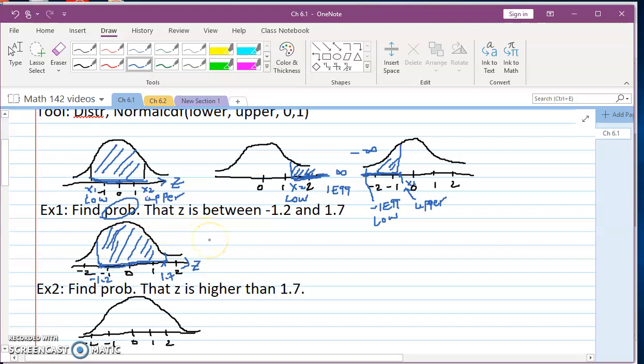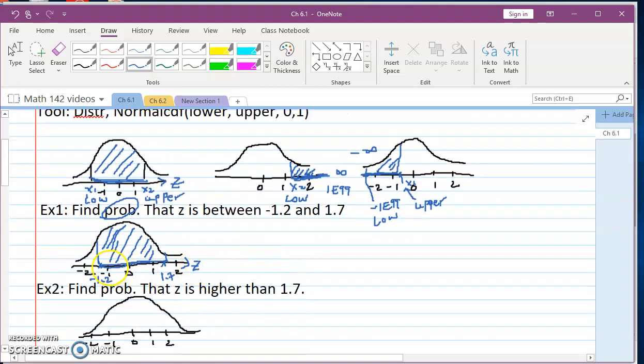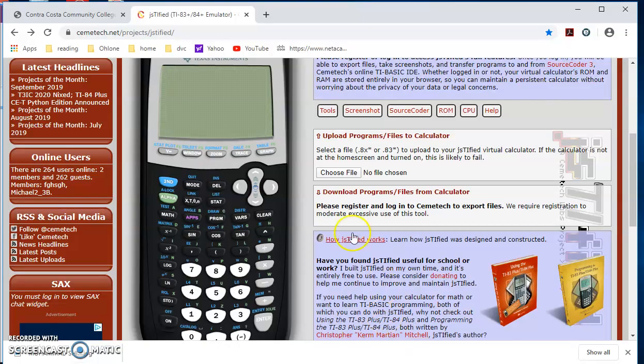So instead of using calculus, we would use normal CDF, lower, upper, 0, 1. In our case, our lower and upper are very obvious. It's those two numbers. So you would do a normal CDF: lower is negative 1.2, upper is 1.7, and 0, 1. Close it and put it in the calculator.